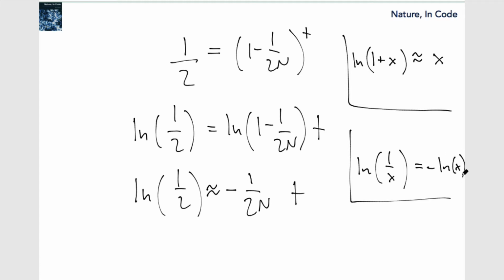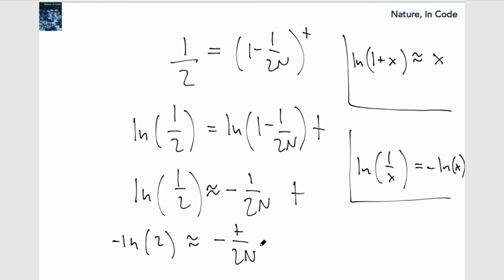Okay, so consequently I could just write here minus ln of 2, we still have the approximation, is minus, and I'm just going to put the t up here, t over 2n.